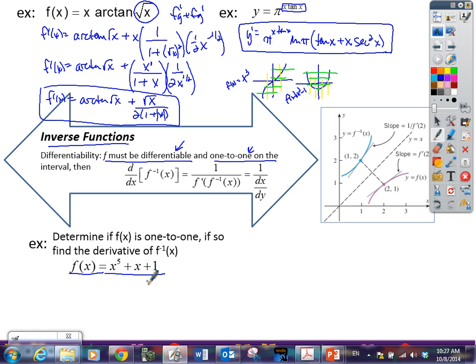Okay, so let's do that. We're going to determine if it's 1 to 1, and then we're going to find the derivative. That takes me back to this formula just briefly. So the derivative of an inverse formula, I like to think about this part right here. Really the only time that I would use that formula is if I don't have an equation. That's the only time I would use that formula.